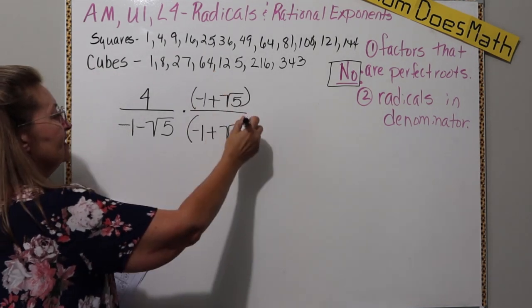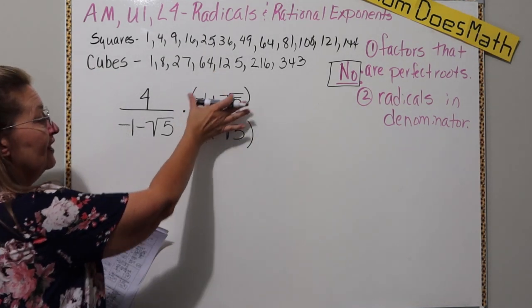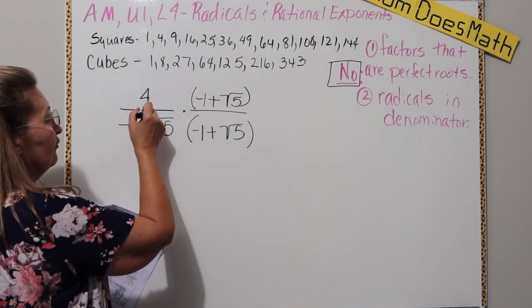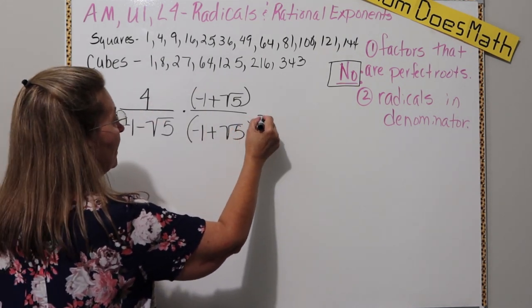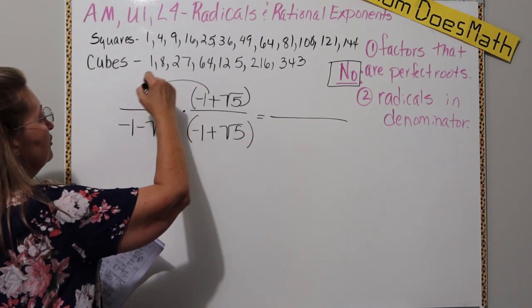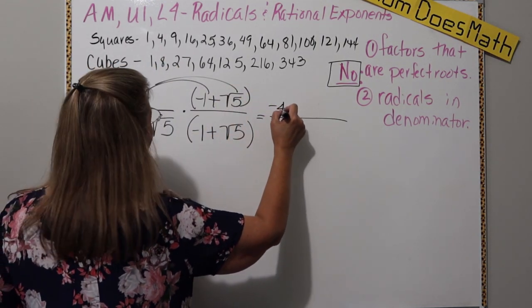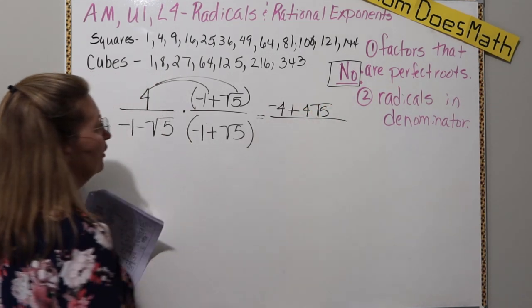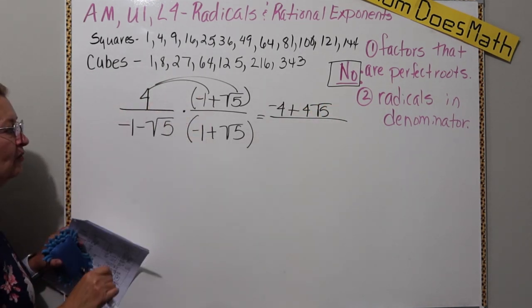See, this is still the same thing over itself. This is still equal to 1. I'm just multiplying this fraction times 1. Now let's go ahead and multiply across the top. So when we distribute here, we've got negative 4 plus 4 square root of 5, because we don't care what happens in the numerator right now.